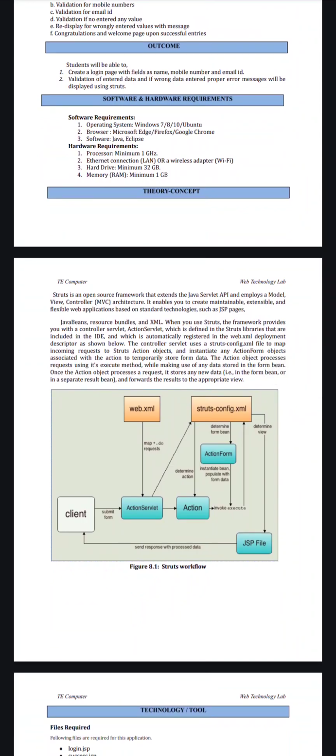When you use Struts, it provides a controller servlet called Action Servlet. This servlet is defined in the Struts library and is auto-registered in web.xml. Now the controller uses a file called struts-config.xml to match a user's request to the correct action class. It temporarily stores form data using action form classes. Then the action class processes the request using the execute method. It uses the form data, processes it and forwards the result to the correct view, like a JSP page.